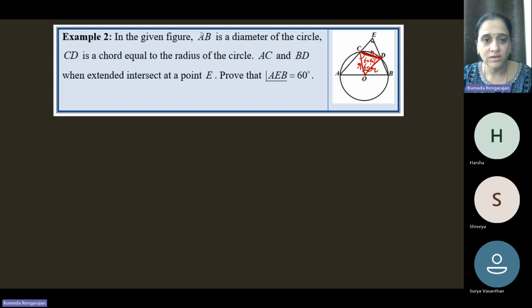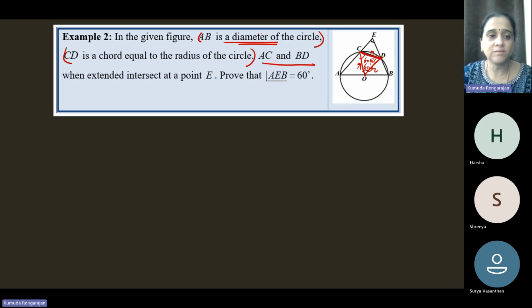So from this, the angle in a semicircle is a right angle. And from this equilateral triangle, angle COD is equal to 60 degrees.